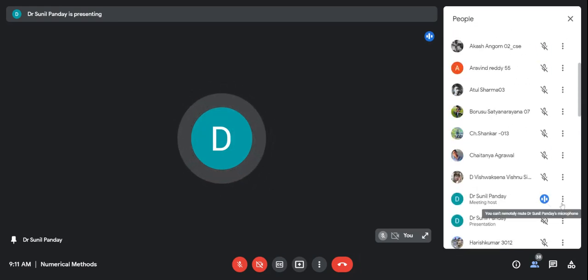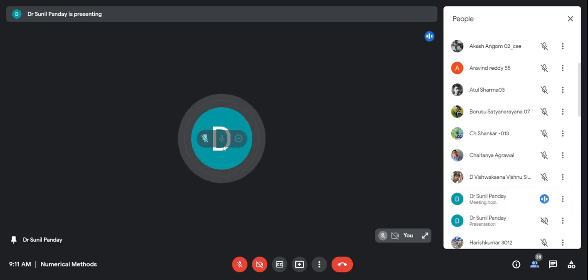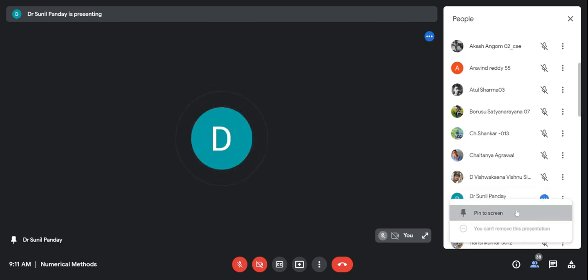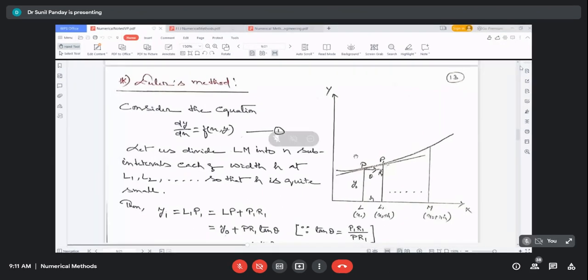In the last class we were discussing iterative methods for solving initial value problems, and there we learned Picard's method, Taylor series method, and Euler's method. Euler's method is like Taylor's first order method.